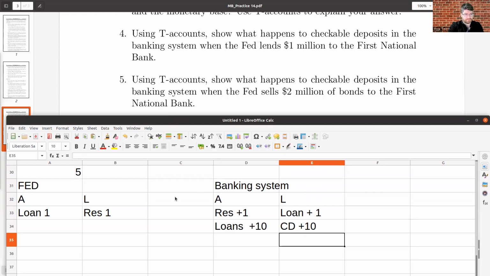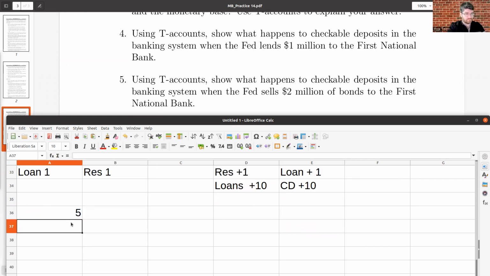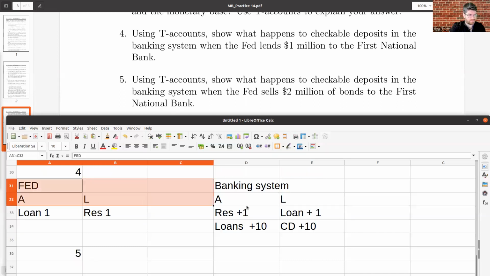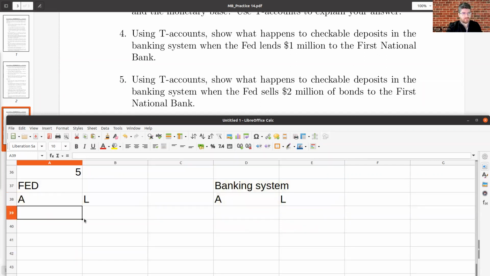Number five. This was number 4, right? Number 5: what happens with the checkable deposits in the banking system when the Fed sells 2 million of bonds? Maybe you'll be able to calculate it by yourself. You just pause the video and try to do it yourself.